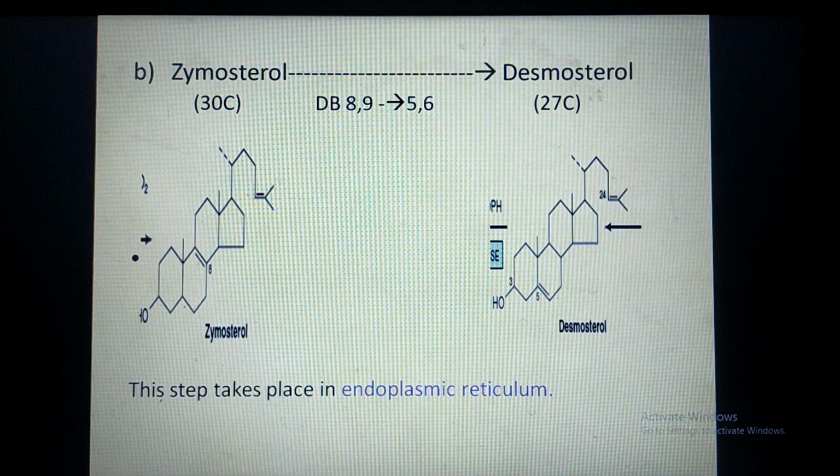Now in this step, zymosterol has a double bond between the 8th and 9th carbon. So that double bond is shifted to the 5th and 6th carbon. The compound now is called desmosterol. This step also occurs in the endoplasmic reticulum.